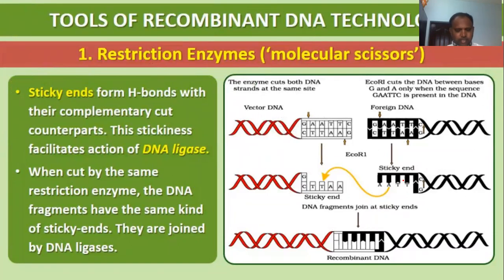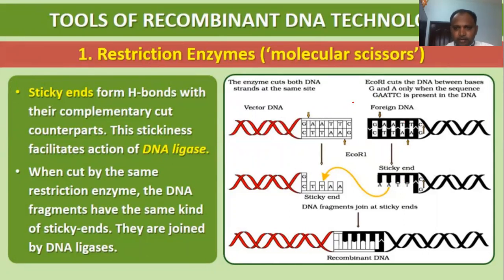So on the sticky ends, what is the advantage of the DNA fragment with sticky ends? When we are inserting this gene into the vector, the sticky ends form hydrogen bonds with the complementary cut counterpart. So the stickiness facilitates the action of DNA ligase. When cut by the same restriction enzyme, the DNA fragments have the same kind of sticky ends, and it's easy to insert, ligate and join using DNA ligase.